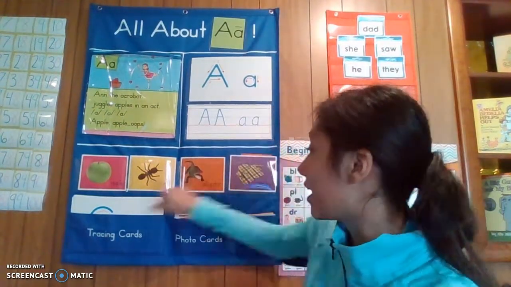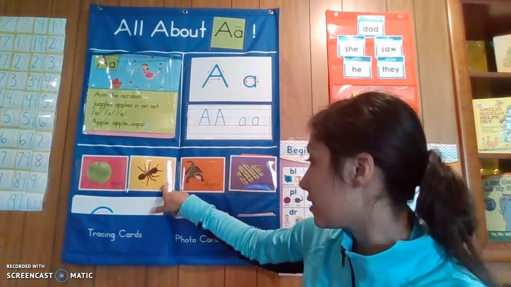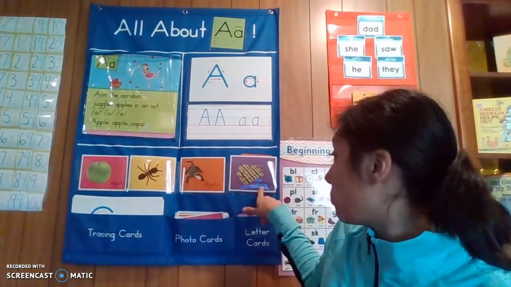All right, so we have apple, ant, alligator for the short ah sound, and we have apron for the long A sound. So try to think of some more words that start with the letter A, and you can comment below if you think of them.